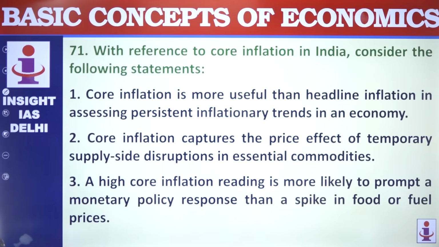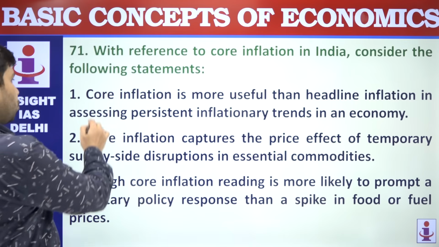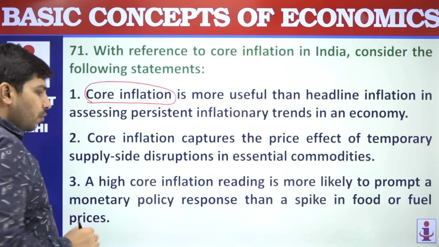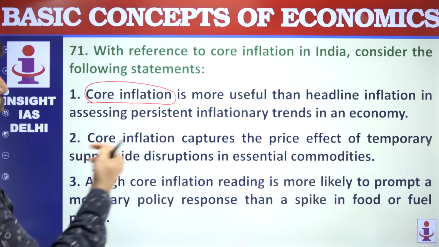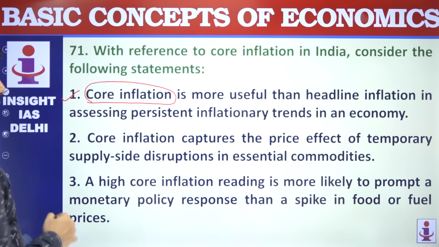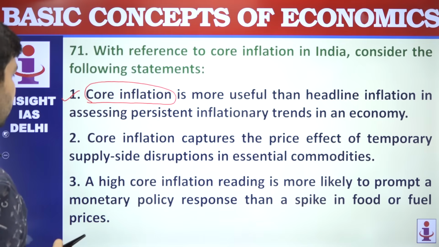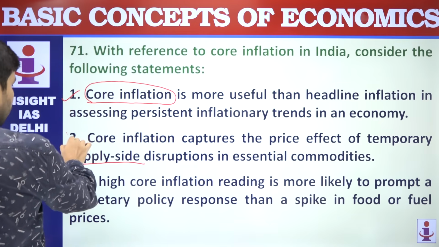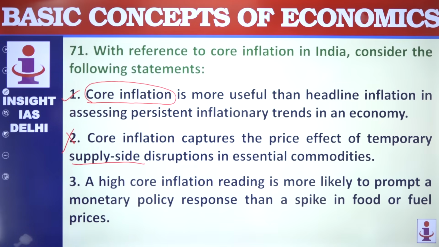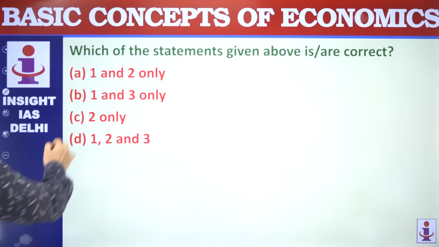Core inflation is more useful than headline inflation in assessing persistent inflation. Yes, core inflation does not include volatile items like food and fuel. So that's why it is more useful than headline inflation. Core inflation captures the price effect of temporary supply side disruptions in essential commodities. Core inflation does not capture supply side disruptions, that is part of headline. So this is not correct. A high core inflation reading is more likely to prompt a monetary policy response, yes. So 1 and 3 are correct.